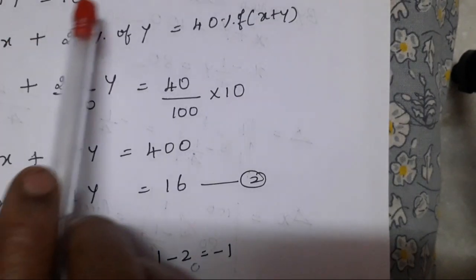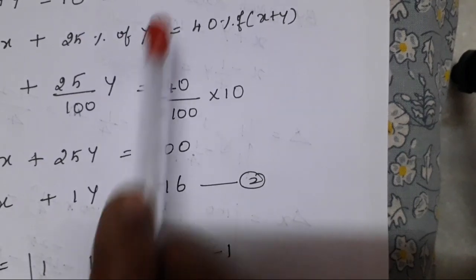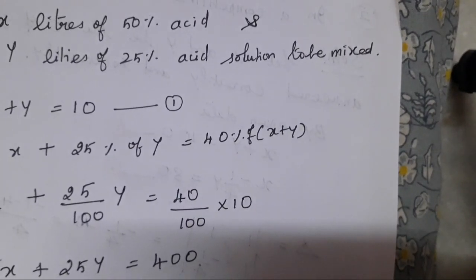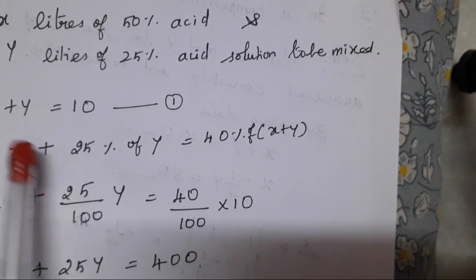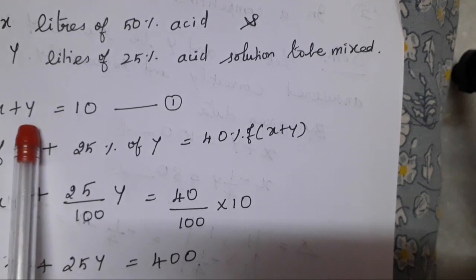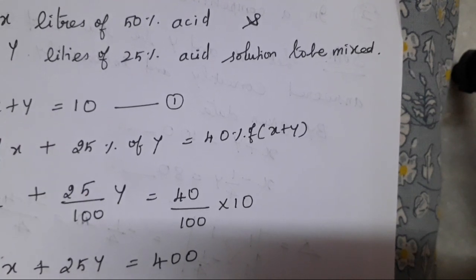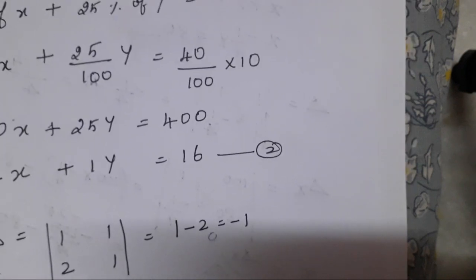Delta is nothing but the coefficients of x and y for the first equation as well as the second equation. Coefficient of x for the first equation is 1, y for the first equation is 1. Then 1, 1, 2, 1. So first we find delta. Delta equal to 1, 1, 2, 1.